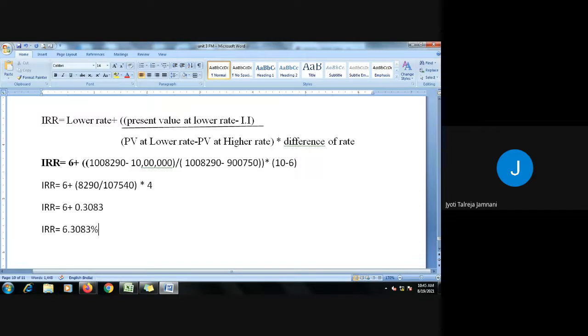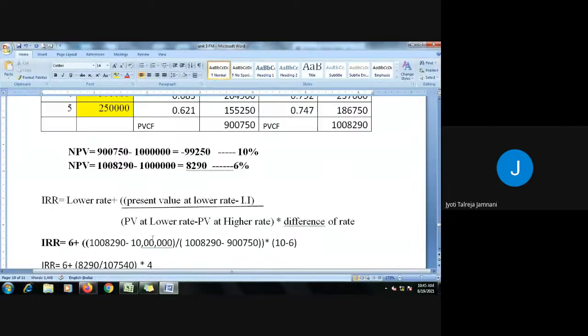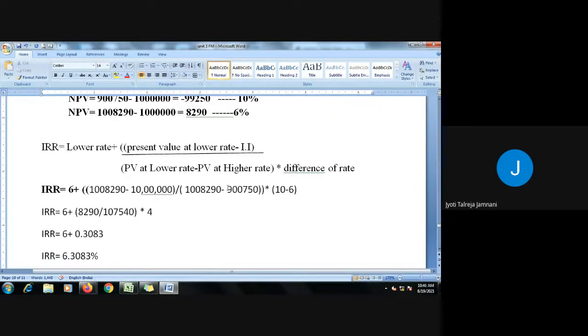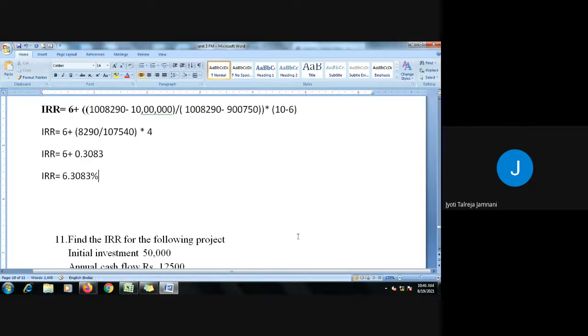So you can see in between 10 and 6%, we got IRR at 6.308, not at 6. At 6, we had a positive NPV. See here, 6% positive NPV. So we can't round it off. It should be 6.30 something to get a negative NPV. Is that clear? Yes, ma'am.